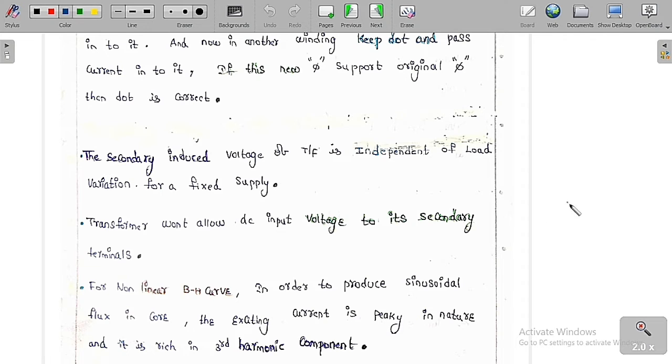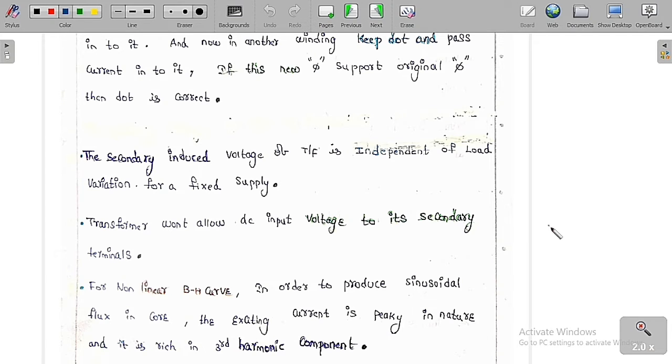Suppose the BH curve is nonlinear in fashion, then what is going to happen? The y-axis is B and the x-axis is H. So therefore, H is directly proportional to I and B is directly proportional to flux. Suppose if I want to make the flux purely sinusoidal, then definitely I need to give a peaky amount of current to the winding, then only I am going to get a pure sinusoidal flux, because I have already told you in saturation, for a huge amount of increase in current, only a small amount of increase in flux will be happening.